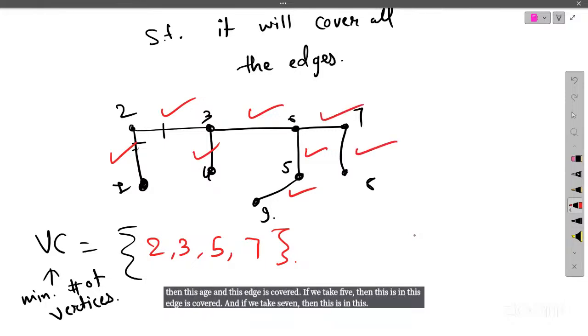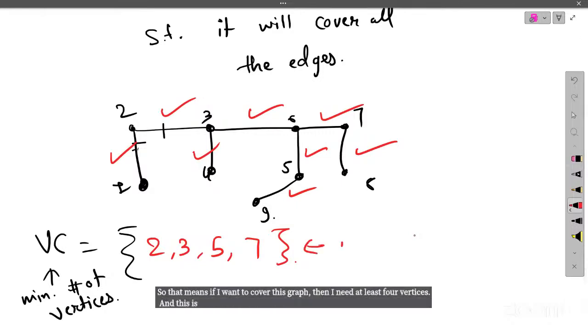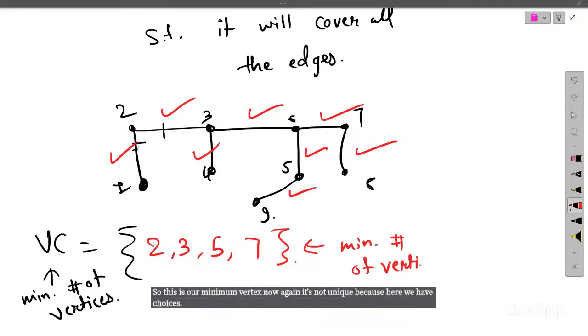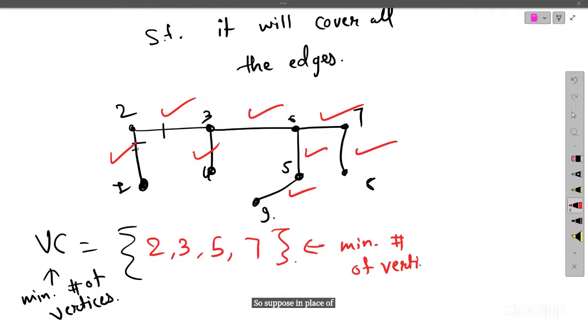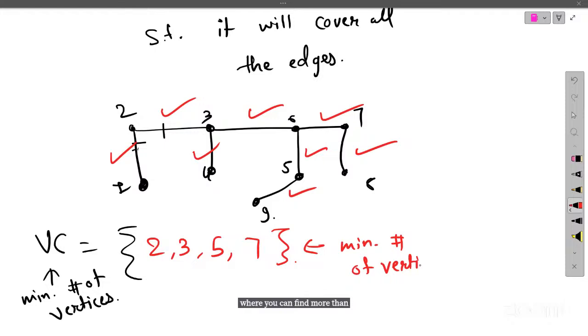So that means if I want to cover this graph, then I need at least 4 vertices. And this is the minimum number of vertices. Okay. Because if you remove one of the vertices from this, there will be edges which won't get covered, right? So this is our minimum vertex cover. Now again, it's not unique because here we have choices. So suppose in place of... no, I think in this case it may be unique because the graph is very easy. But there are some cases where you can find more than one vertex cover with the minimum number of vertices.